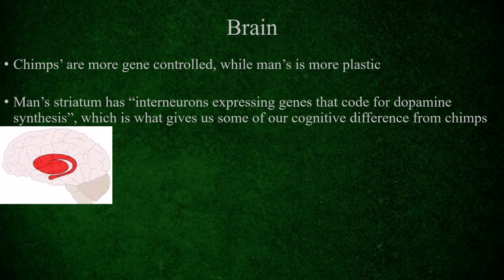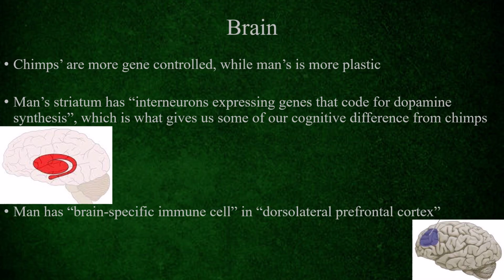So our nerve cell type connecting nerve cells are being used to encode, to create dopamine when it comes to our striatum, unlike that of chimps. And this gives us some of our cognitive difference. So it's a big deal.